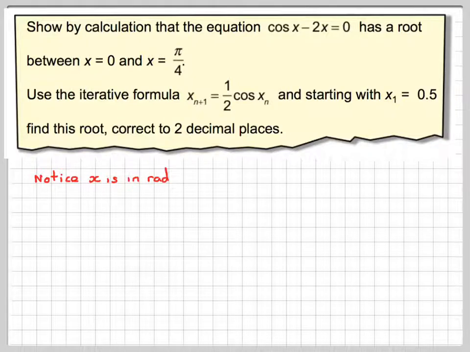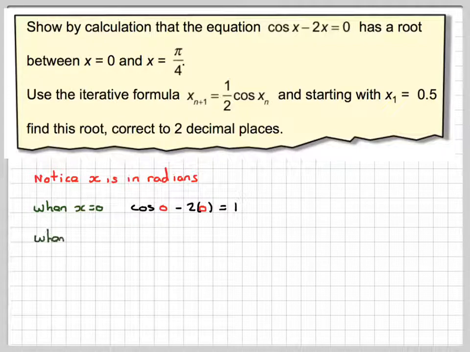Right, notice that x is in radians, so on your calculator you must make sure you're in radian mode. So when x is equal to 0, cos of 0 minus 2 times 0 is going to be equal to 1. So we put in the first value here, and when x is equal to pi by 4, cos of pi by 4 minus 2 times pi by 4 is minus 0.864.